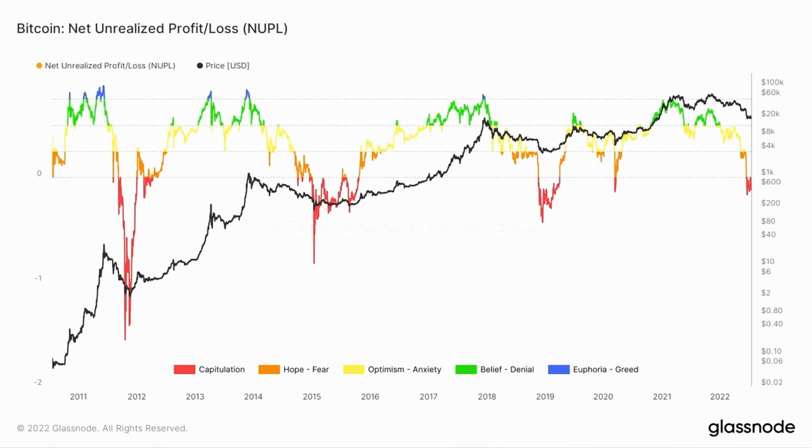Yeah, it's quite interesting. Here's NUPL, so net unrealized profit and loss. Basically, what it's saying is that most people are in the fear stages right now. We just entered the red. But here's the thing with NUPL: when you enter the red, you always go quite far into it. So it's literally just teasing the red at the moment.